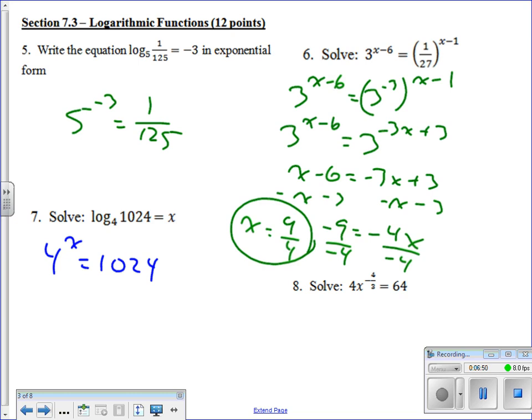What we did was, can I rewrite 1024 as 4 to some power? I do believe it's 4 to the 5th. Yep, 4 to the 5th. So I took 4 to the 5th on my calculator, got 1024. 4 to the x equals 4 to the 5th. x equals 5. We will discuss other methods.